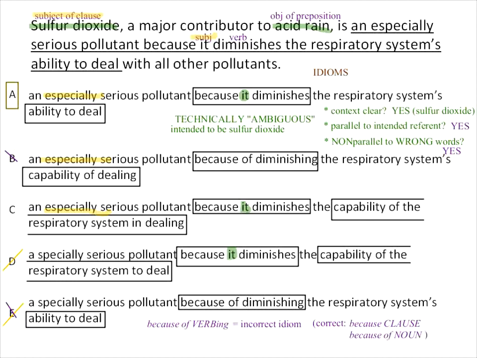The other idioms: capability of dealing. I'm not sure on that one. I actually don't 100% know whether this is right or wrong. "Ability to deal" is definitely correct. "Capability in dealing" is definitely incorrect. You can't pair "capability" with "in." Again, it's another one of those things where the idiom rules just because it does. So this is a bad idiom, and that's enough reason to rule that out.